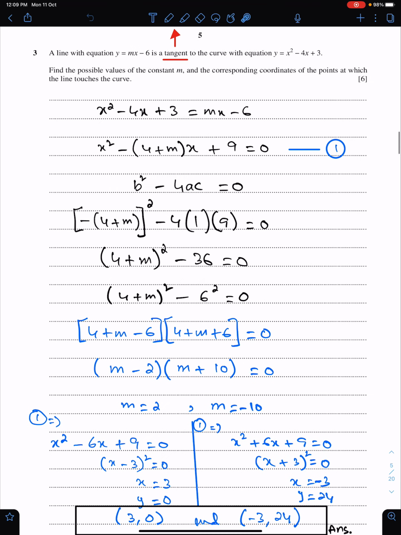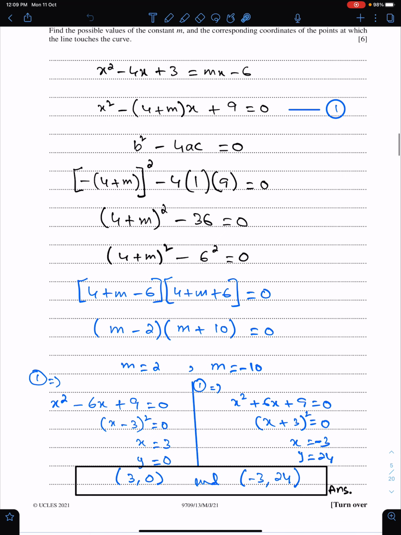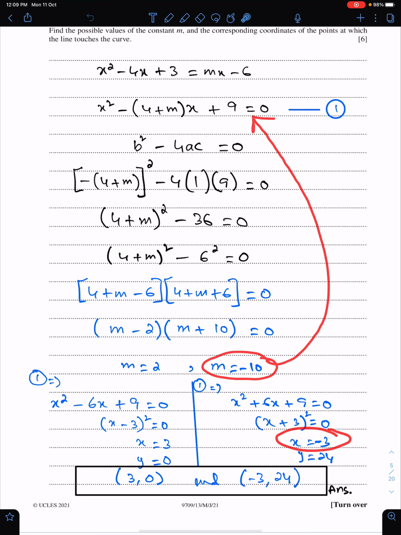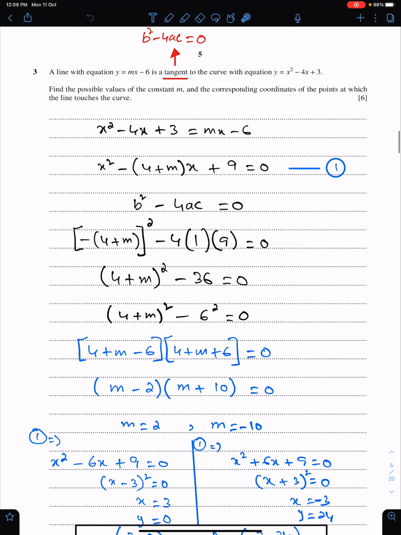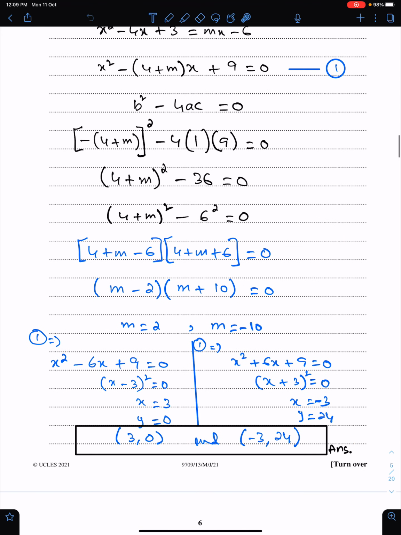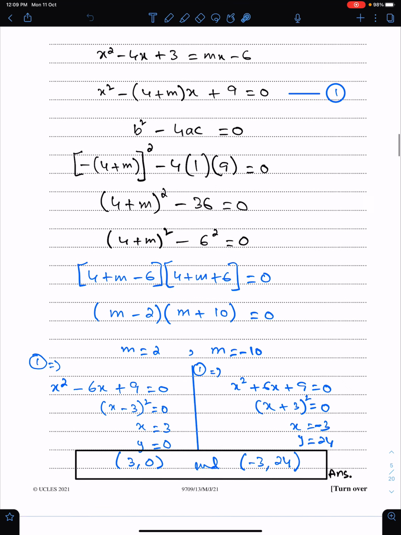Next, we have to substitute this x either into this equation or into this equation to get the y coordinate. So when x is 3, y is 0. So this is the first point of tangency. When we substitute minus 10 into this equation, we will get this value of x. And when we substitute this value of x into this equation or into this equation, we will get this value of y, 24. So these are the 2 points of tangency.